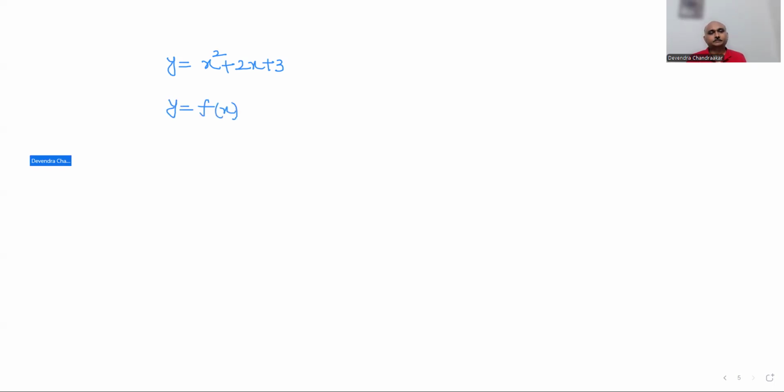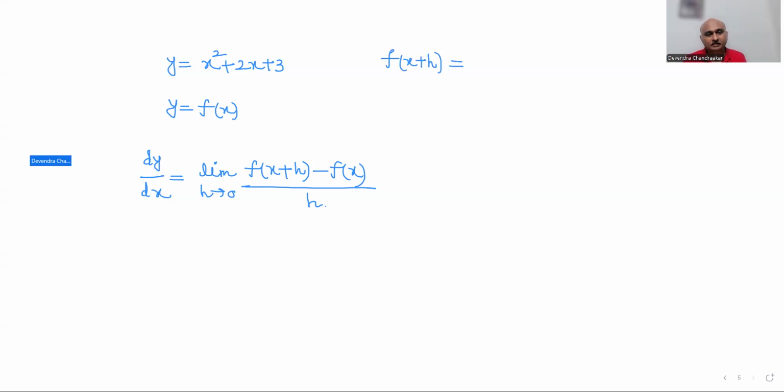Now dy by dx is limit h tends to 0, f of x plus h minus f of x upon h, right? So first, if this is f of x, then what will be f of x plus h? Wherever there is x in this expression, you have to replace it with x plus h. So this becomes (x plus h) whole square plus 2(x plus h) plus 3, right?